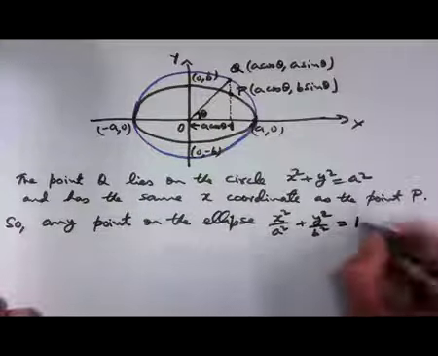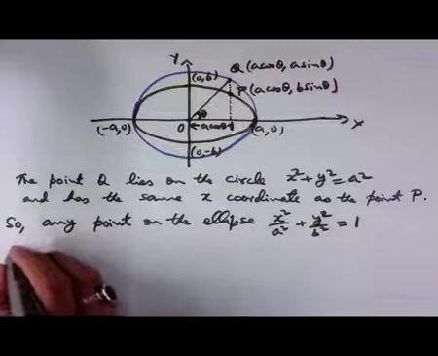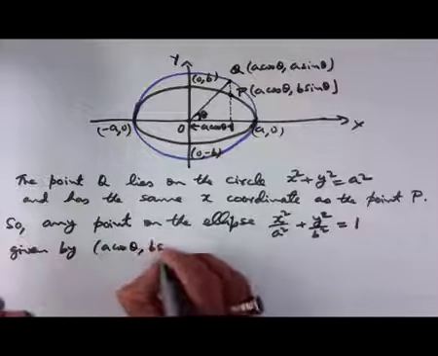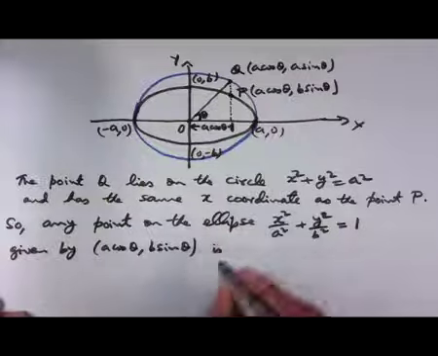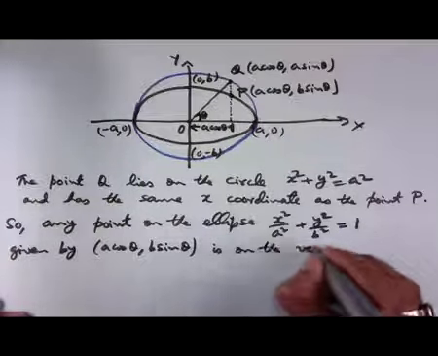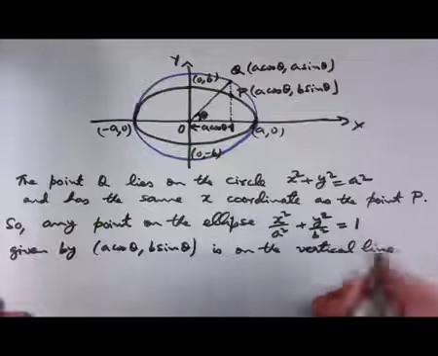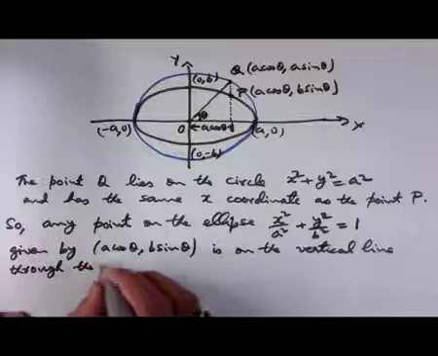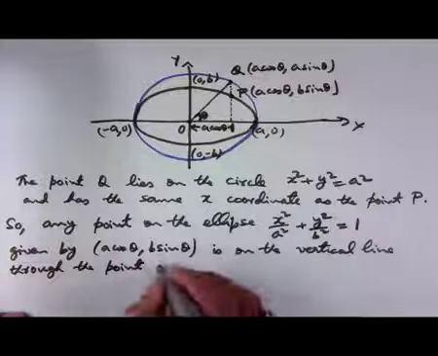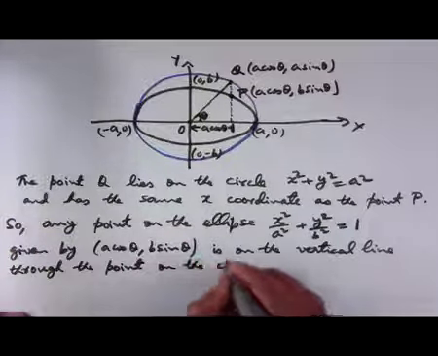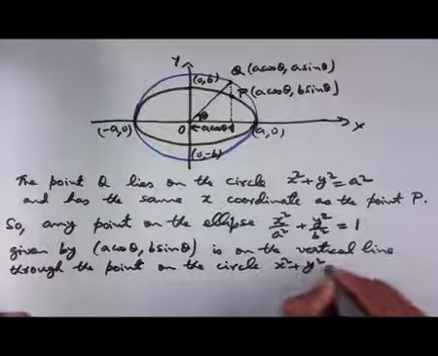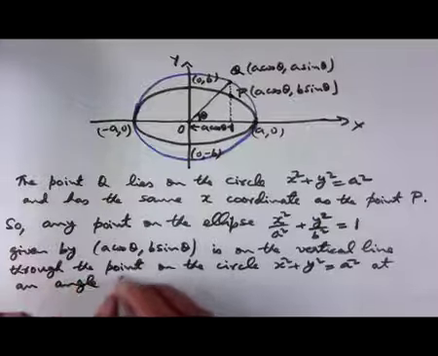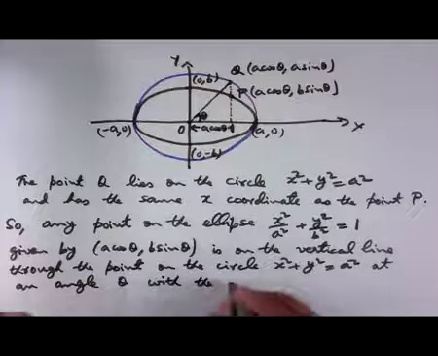Any point on the ellipse given by a cos theta, b sin theta is on the vertical line through the point on the circle x square plus y square equal to a square at an angle theta with the positive x axis.